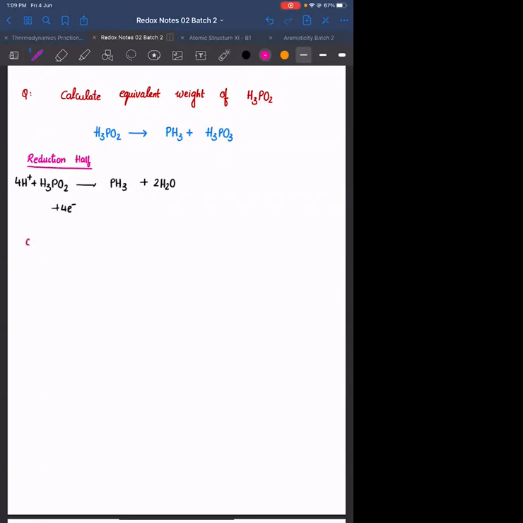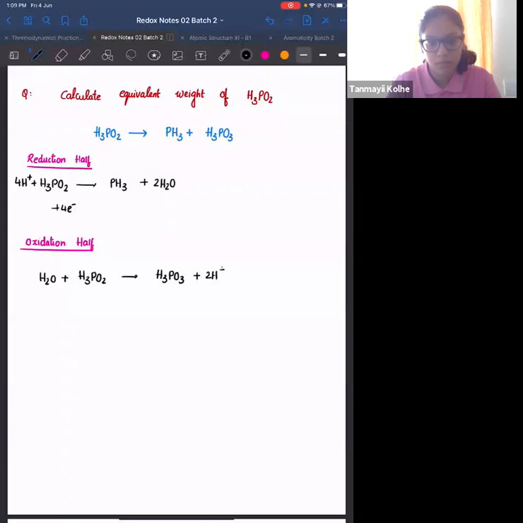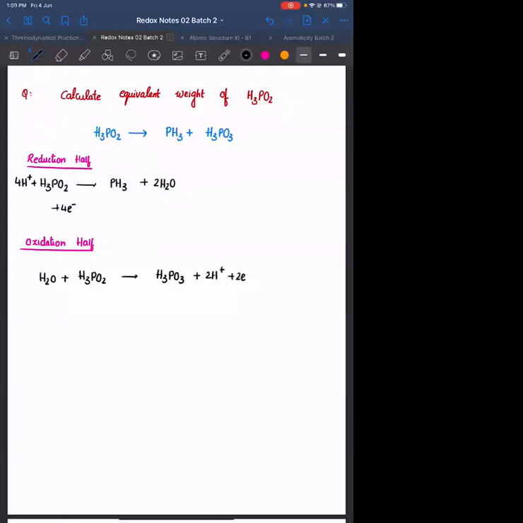Okay, so in the oxidation half, I can write H3PO2 converting into H3PO3. So लेफ्ट हैंड साइड में आपको एक H2O ऐड करने की जरूरत है. On the right hand side you need to add 2H positive plus 2 electrons. You need to multiply this by 2. Agreed?